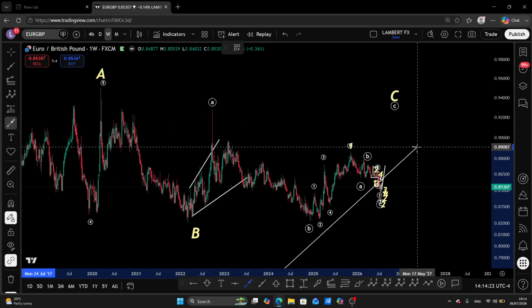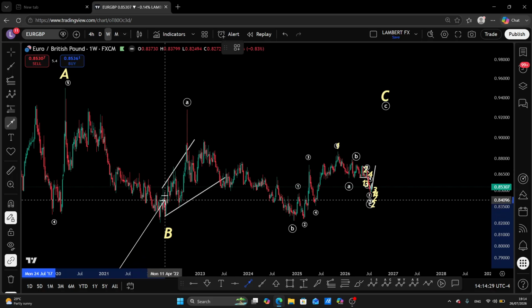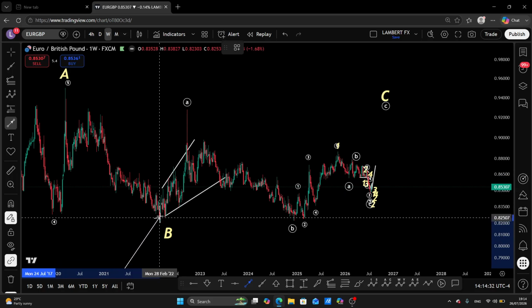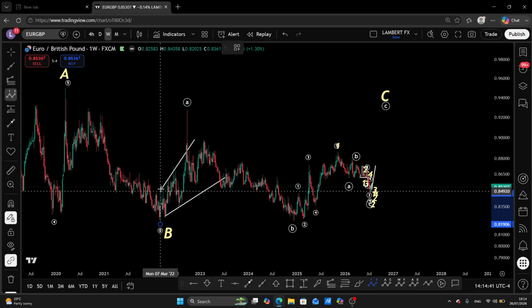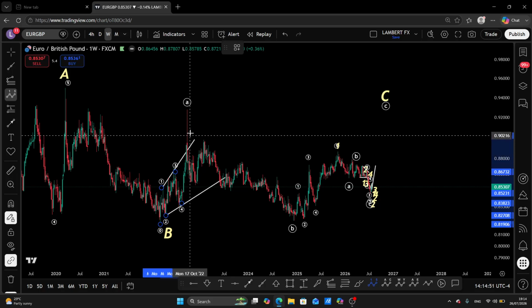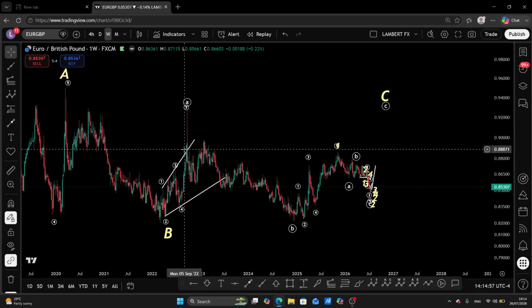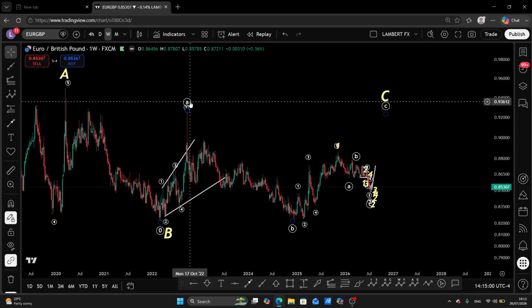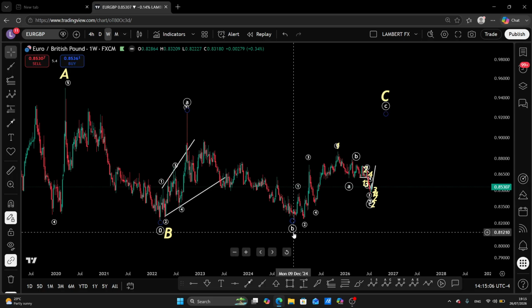After we got our B, then we had this 1, 2, sorry, a 1. Let me label that so it is visible for you to see. So we now have this 1, 2, 3, 4, and then a 5. Again, a leading diagonal for A, and then we had this corrective pattern here, A, B, C, for B.